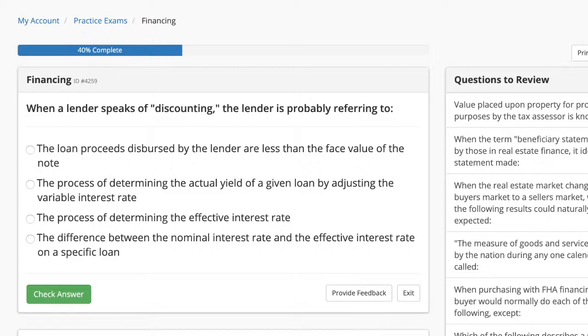Can I explain a security instrument? A security instrument is anything that just gives collateral or ensures that the loan's going to go through. So they could be documents, they could be things you're putting up as collateral, things of that nature.